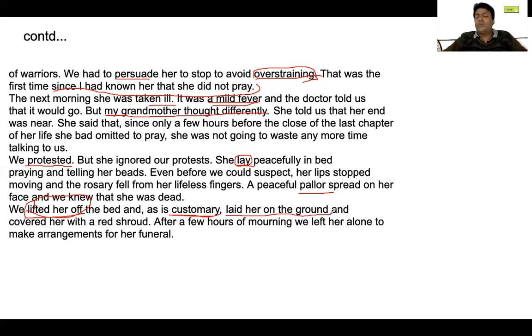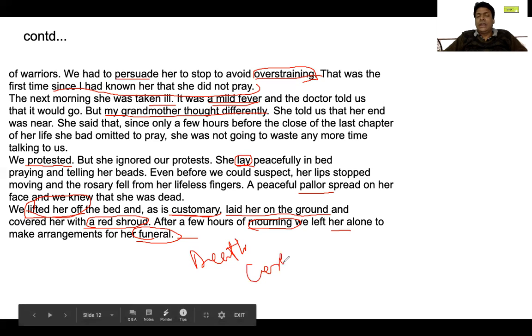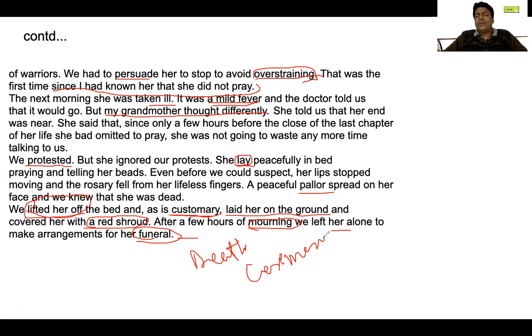So after putting the body of the grandmother on the ground, they covered her with a red shroud. Red shroud means red loin cloth. After a few hours of mourning, meaning silent prayer, everybody from the family and other people left her alone to make arrangements for her funeral. What do you mean by funeral? That's called a death ceremony. So they left the body and went to prepare her death ceremony.